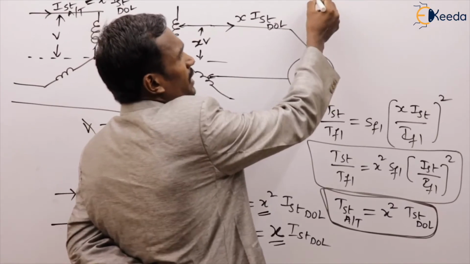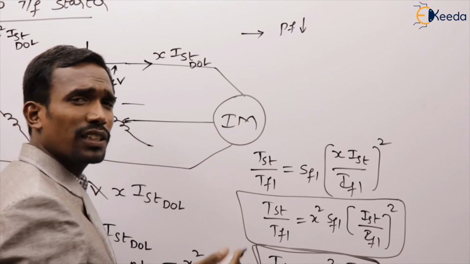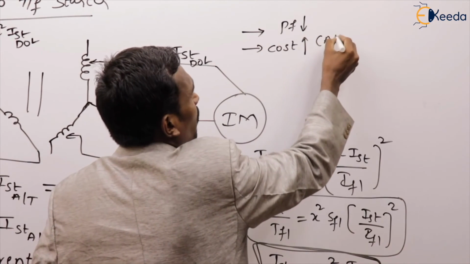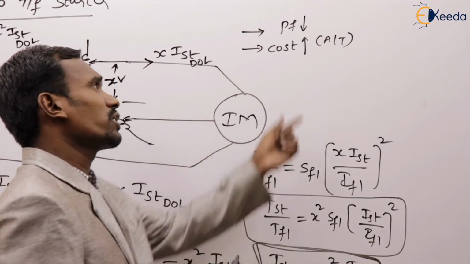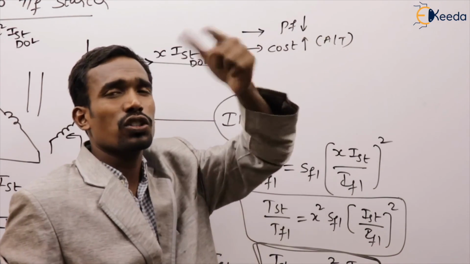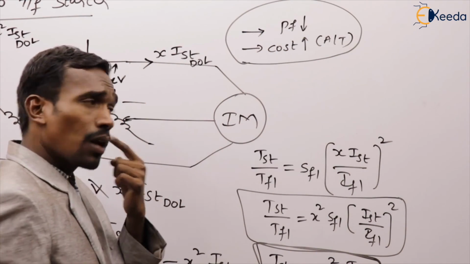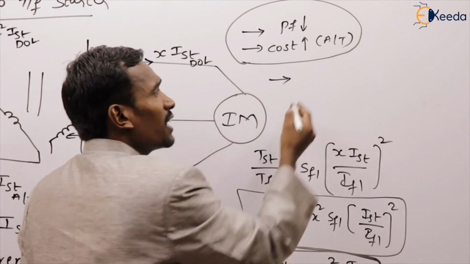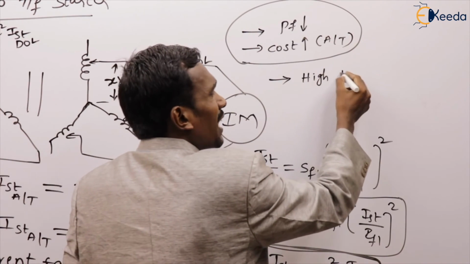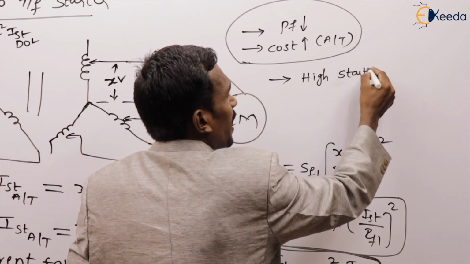Let's see here. In this method, generally the power factor is less and cost is more because of the auto transformer. These are generally the disadvantages, but generally these are used for high starting current, nothing but high starting time applications.